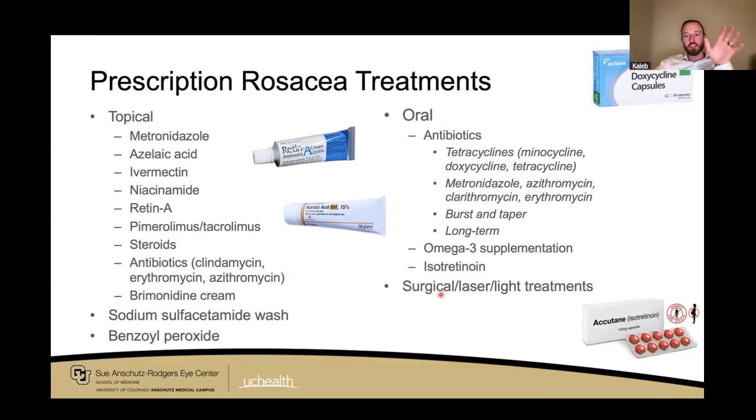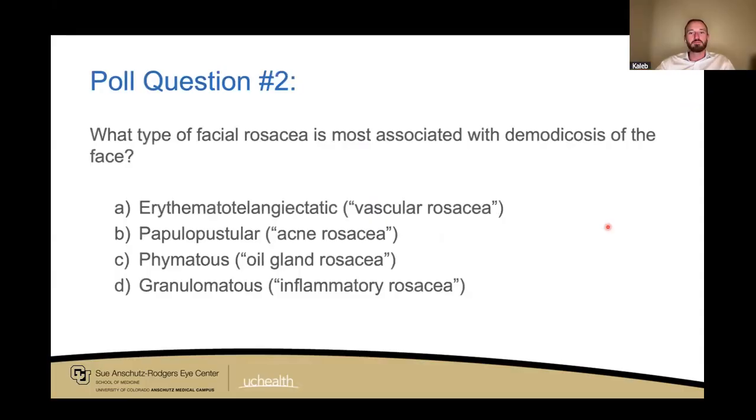And then there's surgical, there are light-based therapies like IPL, and laser-based therapies as well. One of the most common things that we see for acne is Accutane or isotretinoin. That's a very, very potent vitamin A derivative that decreases sebaceous gland activity, and also decreases meibomian gland activity, which we'll talk about a little bit more in the second half of this lecture.